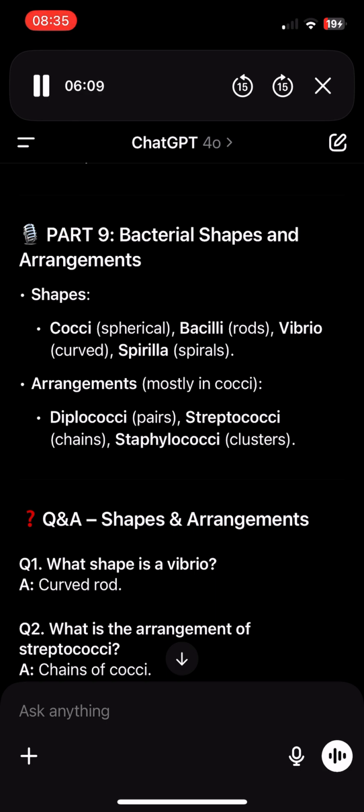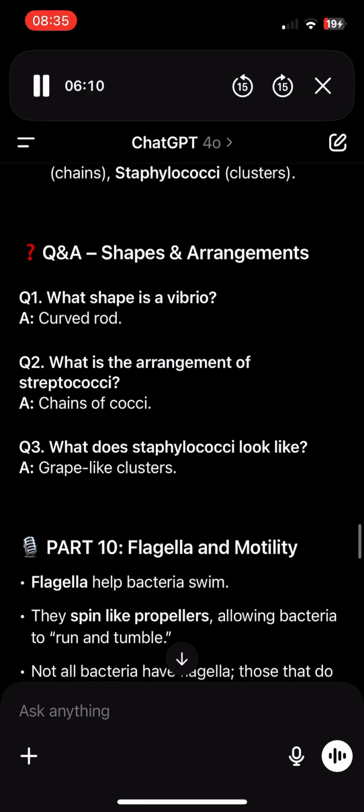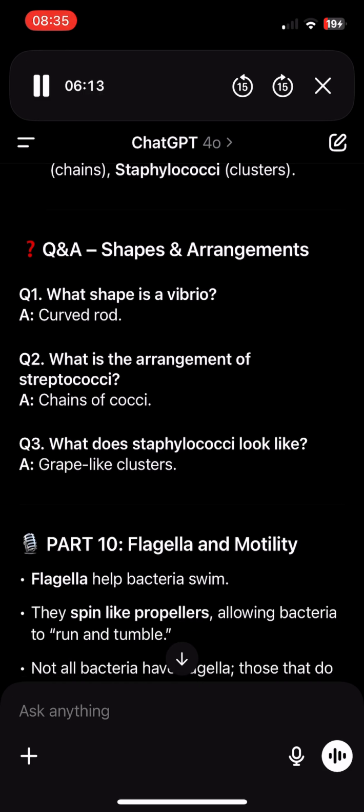Q&A, shapes and arrangements. Q1. What shape is a vibrio? A. Curved rod. Q2. What is the arrangement of streptococci? Chains of cocci. Q3. What does staphylococci look like? Grape-like clusters.